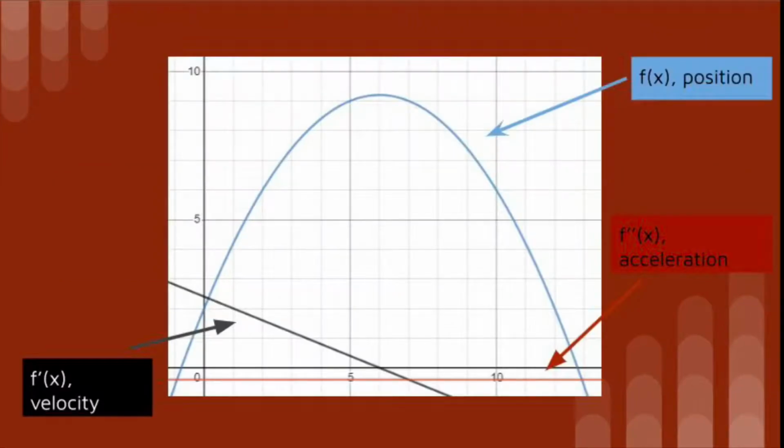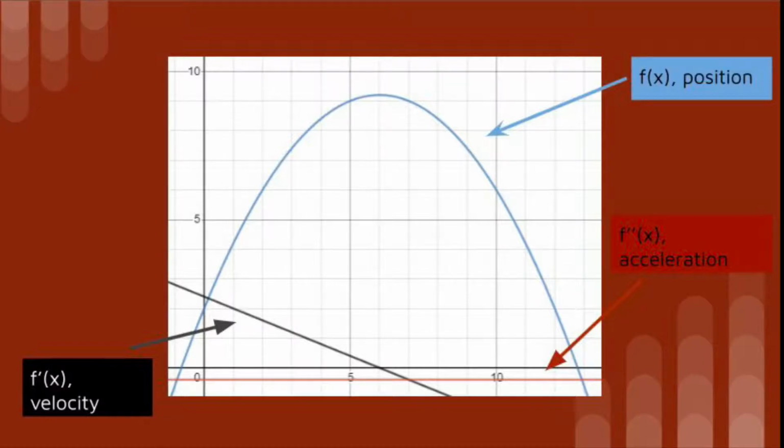Here is an illustration of all three graphs in comparison. Each graph relates to the other in a special way. f of x has a negative slope, meaning f prime of x is decreasing. Since f prime of x is decreasing, f double prime of x is concave down.